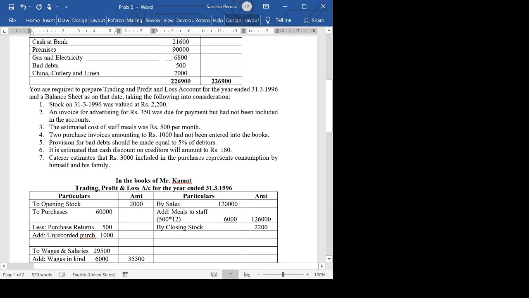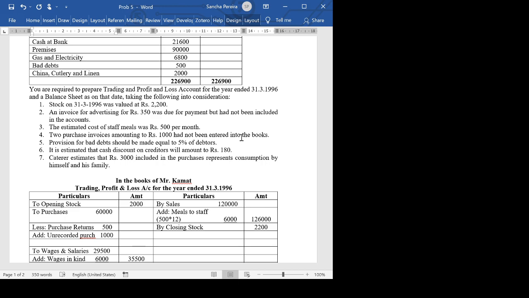Next we have, now some of you may wonder, though they've said two purchases, I've just taken 1,000. They've said two purchase invoices amounting to rupees 1,000. That means in total they are 1,000. They have not said two purchase invoices of 1,000 each. If they had said 1,000 each, I would have put it as 2,000. Okay, they said amounting to 1,000. That means both the invoices put together.